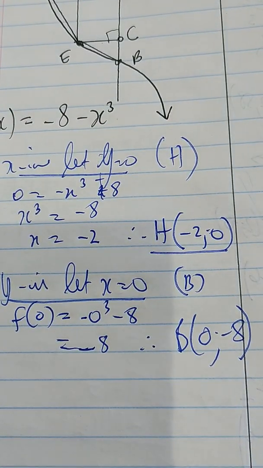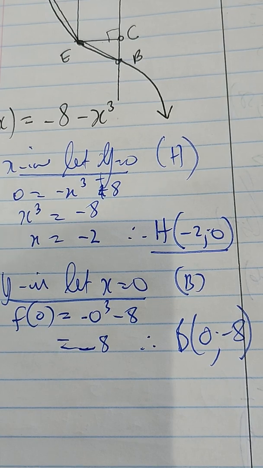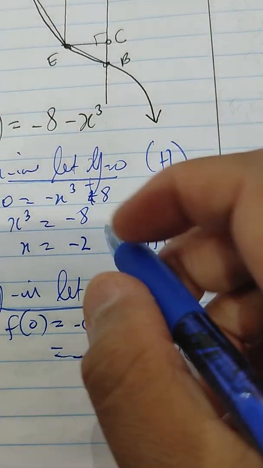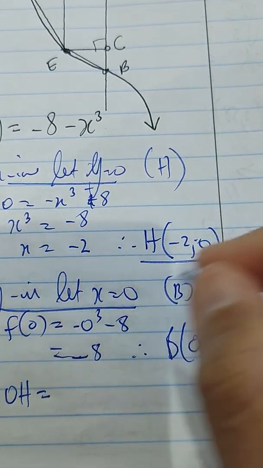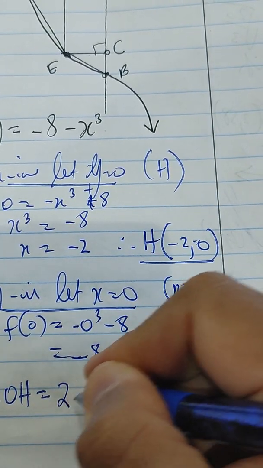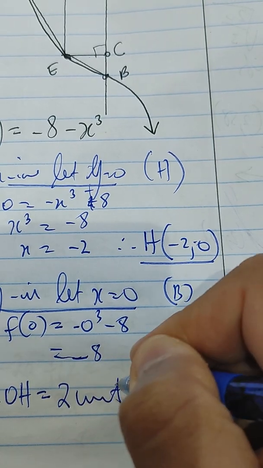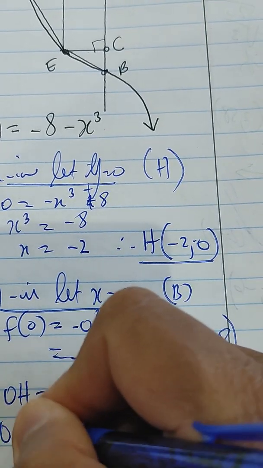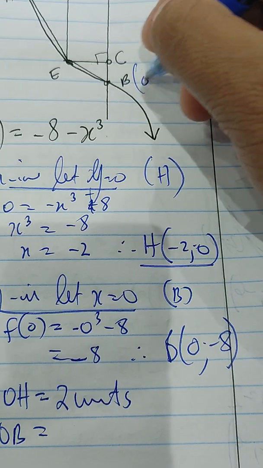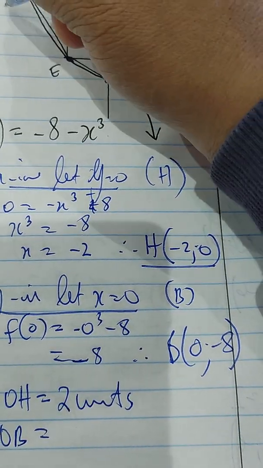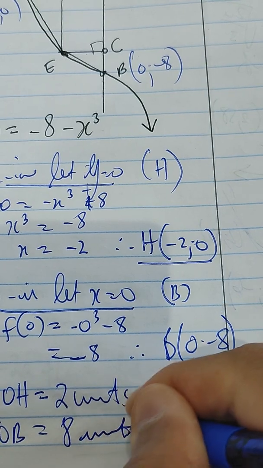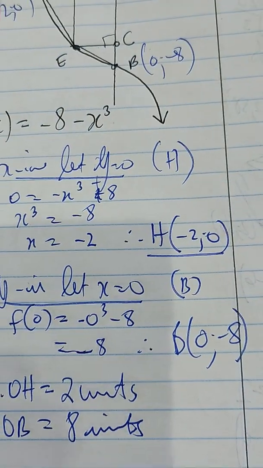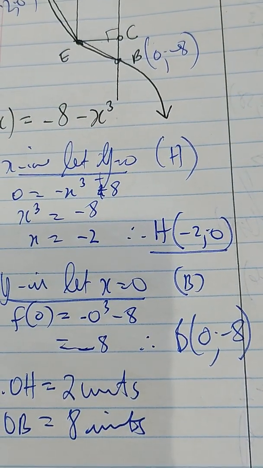Then they wanted to know the length of OH. OH would be equal to 2 units, since length is never negative. And OB, since B is negative 8, is going to be 8 units. Let's look at number 2.